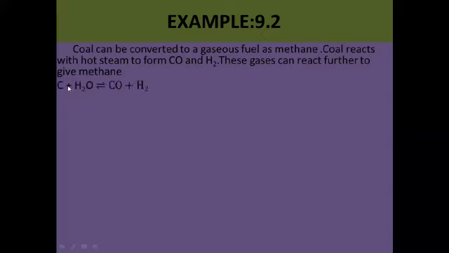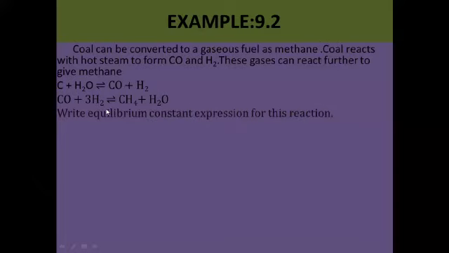In the first step, coal reacts with hot water or steam to form carbon monoxide and hydrogen gas. In the second step, this carbon monoxide and hydrogen gas react to form methane and water. So this is the final step, where the production of methane takes place. For this final step, we do not have to derive anything, we just have to write the equilibrium constant expression for this reaction.